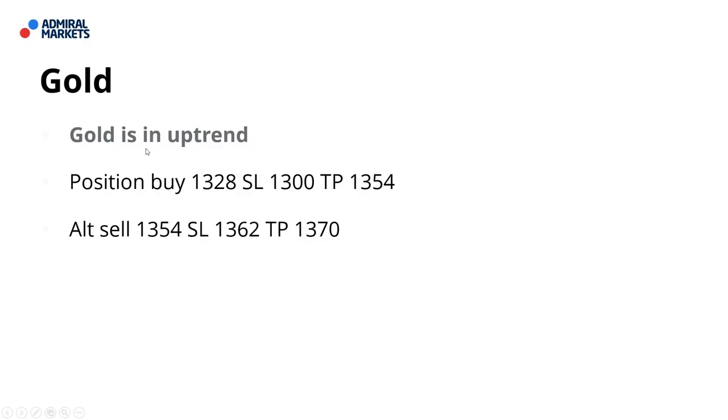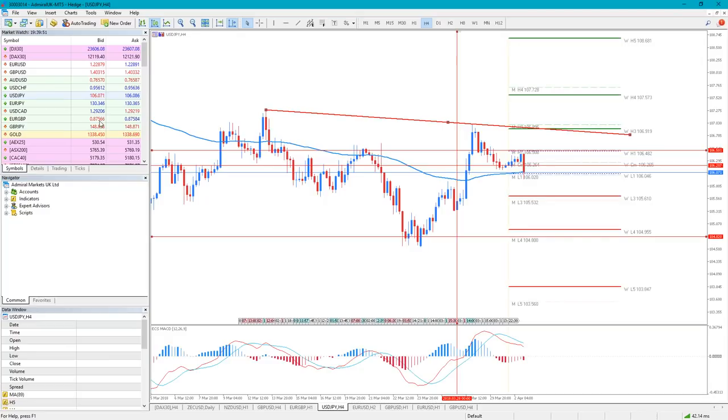I need to say, if you trade gold, it's a commodity, trade it now with half of a risk if you see the entry today or during the night. Alternative sell 30.54, stop 30.62, TP 30.70. And this is the gold chart.